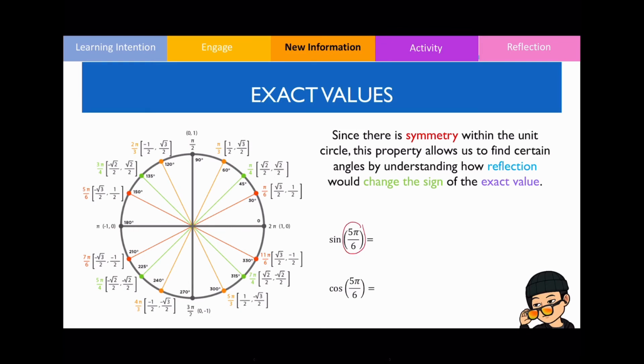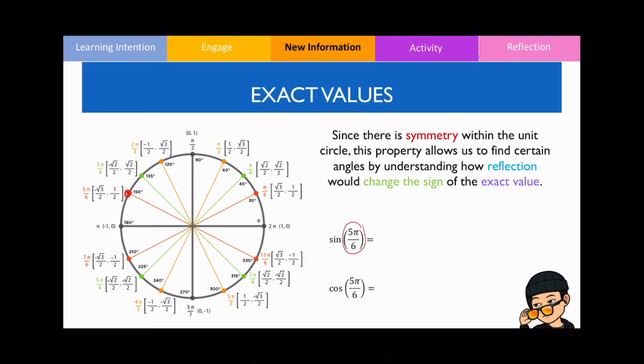Okay, so 5 pi on 6 is the same thing as 150 degrees. How do I know that? Well, if I know that pi on 6 is 30 degrees, I just go 180 minus pi on 6, therefore that gives me 150, okay? So that's found over here, okay?